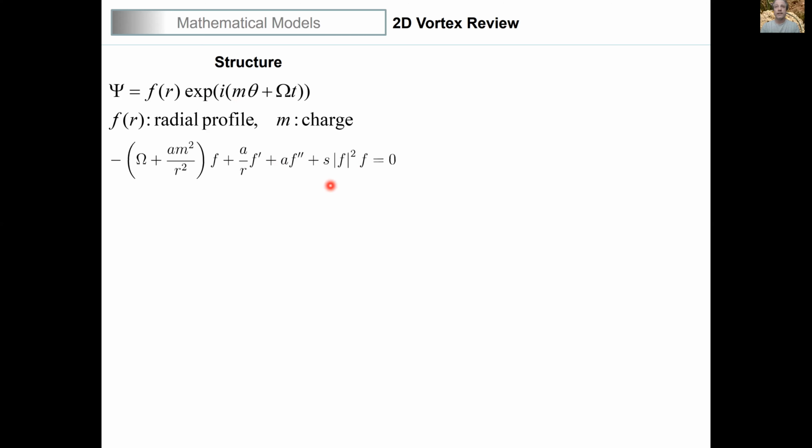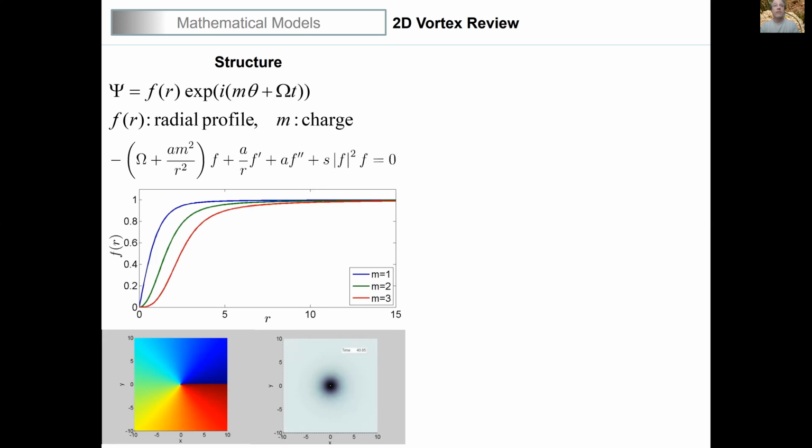One of the interesting bits, and sometimes the hard bits, is that this boundary value problem does not have an exact solution. So even the most straightforward building block of solutions of the 2D NLS doesn't have an exact solution. Nonetheless, I can still compute its solutions. So here are the solutions that you can see depending on the charge.